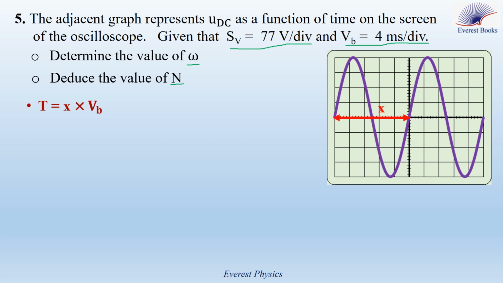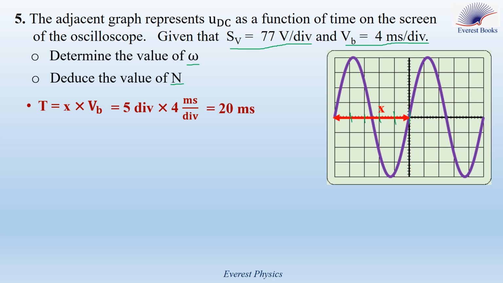As we see, x is equal to 5 divisions. Let's count the value of x. 1, 2, 3, 4, 5. So replace x by 5 divisions and Vb by 4 milliseconds per division. Therefore, the period is equal to 20 milliseconds.